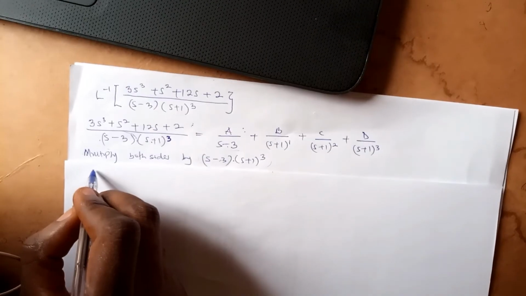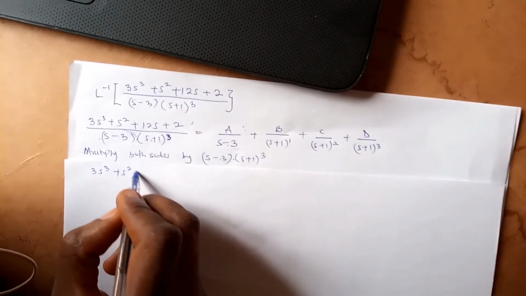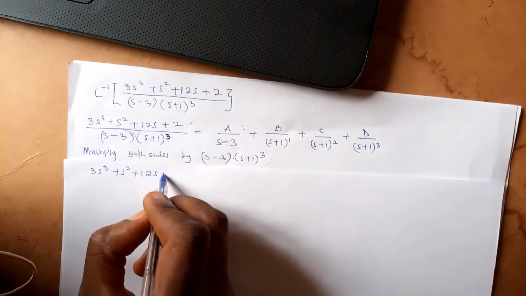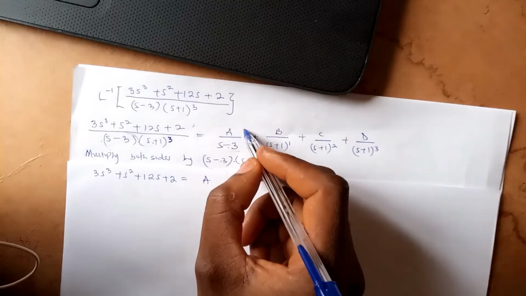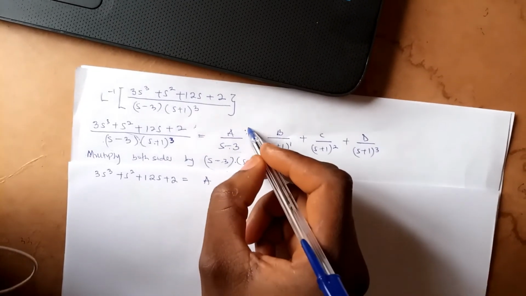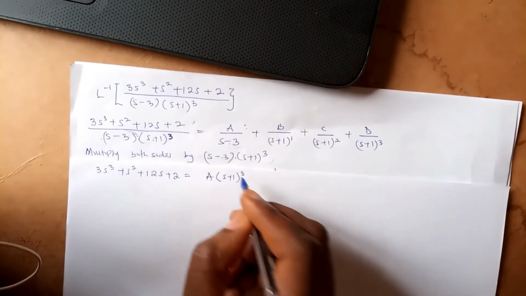So what will remain now will be 3x to the power 3 plus x squared plus 12x plus 2, then is equals to a. Everything a, you put it down here. The x minus 3, we cancel this. So what we now have will be a into bracket x plus 1 raised to the power 3.